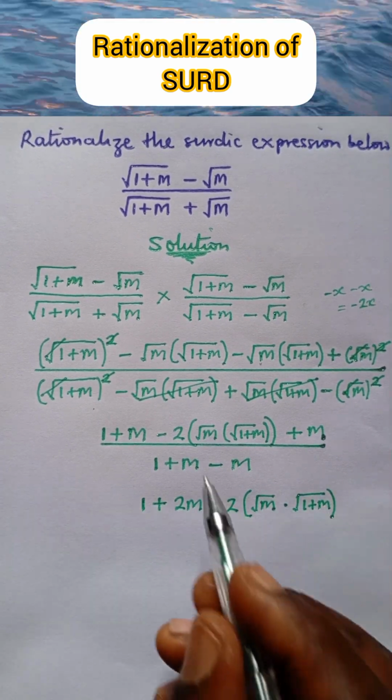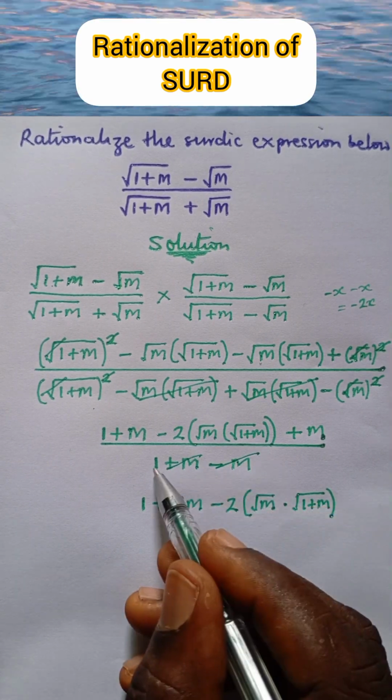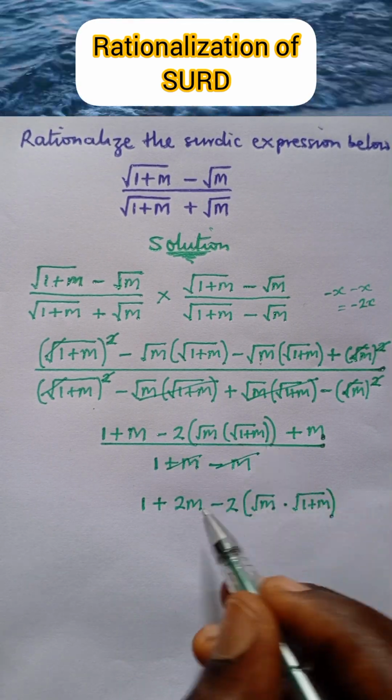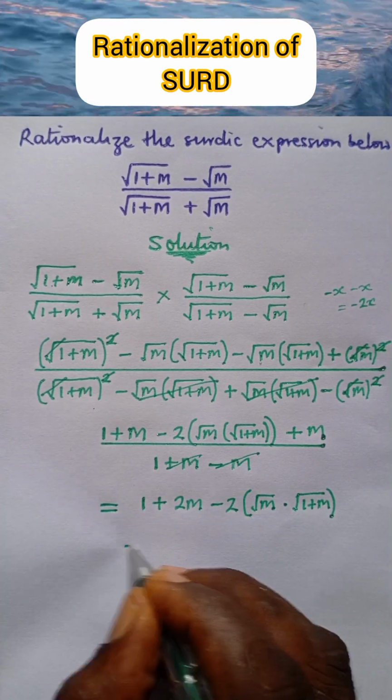Okay, then at the denominator, this m strikes this m, and we are left with what? 1. And when 1 multiplies what we have in the numerator, it's still the same thing. So the denominator is gone. So let's put our equal to sign.